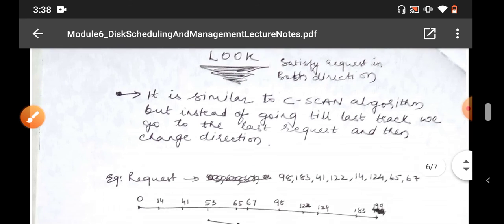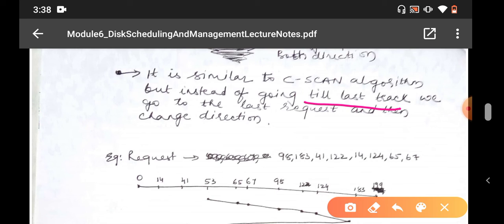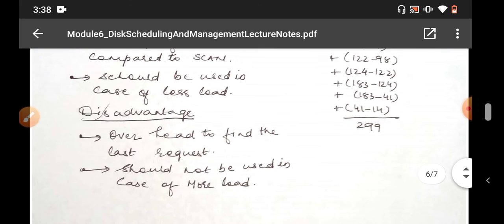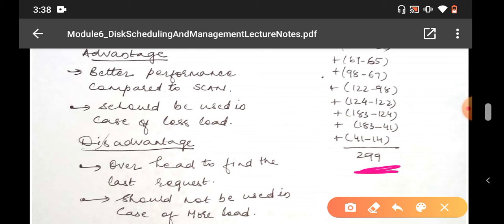So here there is one modification made. Instead of going to the last of the track, it will go to the last request. That's one modification over here. The same example is taken, and the seek time is also calculated. There you may see the change in the seek time value in all the algorithms, by which you can understand which one is better, or what changes in approach make a difference in the impact on seek time.